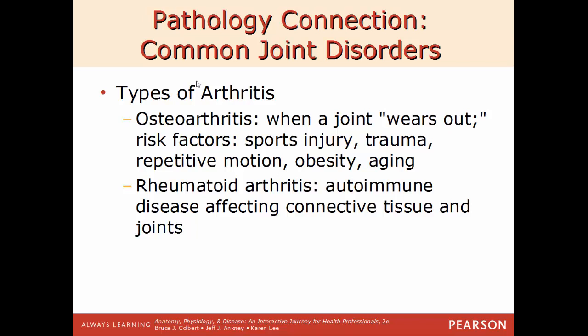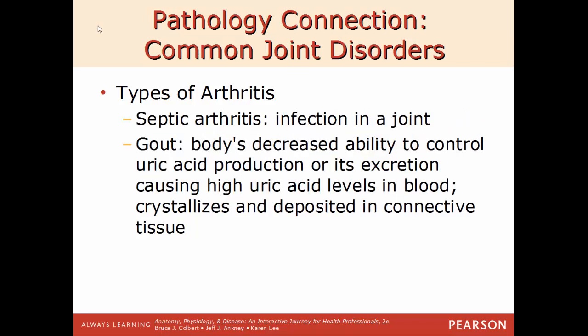Rheumatoid arthritis. This is an autoimmune condition where the connective tissue and joints are basically being attacked by your own body's immune system. Another type of arthritis is septic arthritis. This is where you get an infection within a joint, then you become septic.